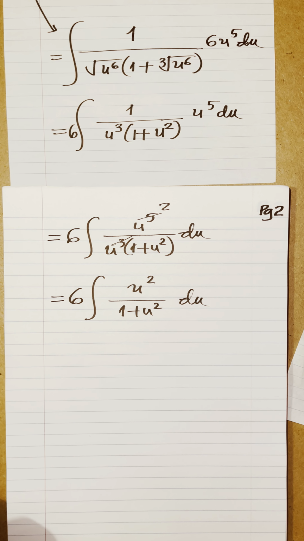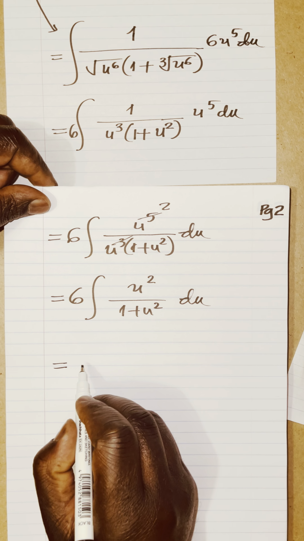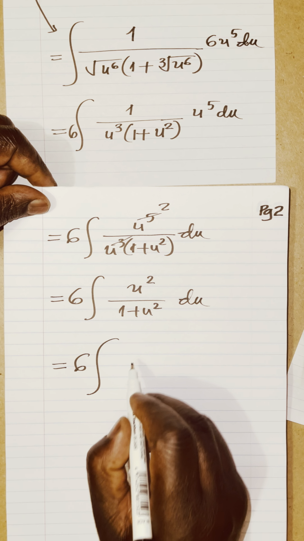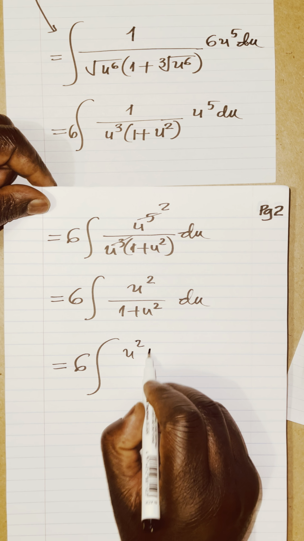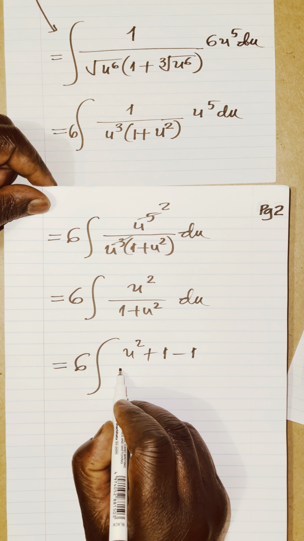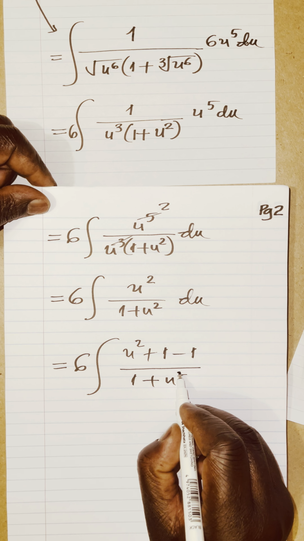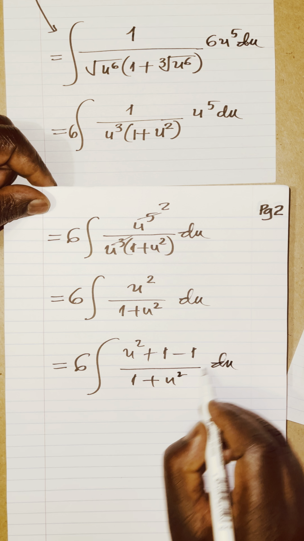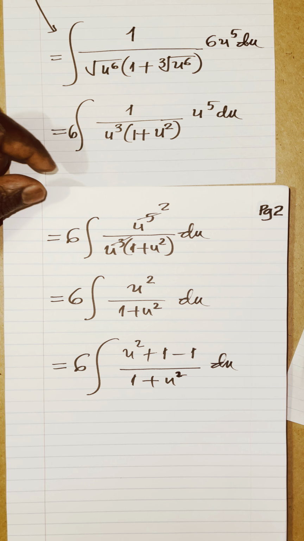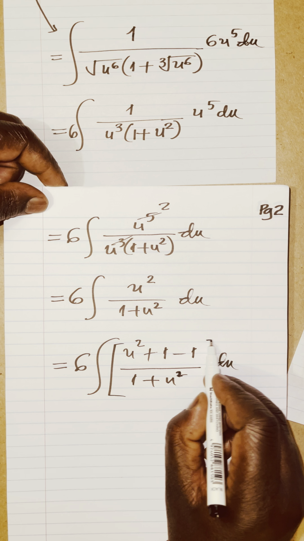Now I'm going to perform a simple trick in the numerator by introducing the special zero. So we have 6 times the integral of u squared plus 1 minus 1. There is your special zero right there. And we're dividing this by 1 plus u squared, and then we have du. Fantastic. Now, I'm going to split this as follows. Let me put this in brackets.